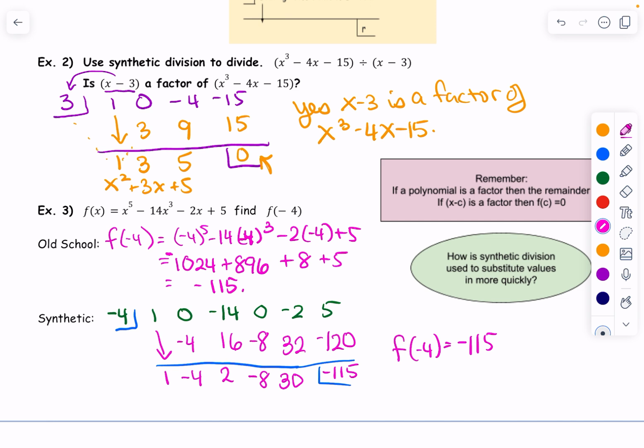So if you don't have a calculator, synthetic's way easier. If you have a calculator, it doesn't really matter that much as long as you don't make mistakes putting it in. So synthetic substitution is really going to be your friend, and I really want you guys to start practicing that, okay? All right, have a good day.